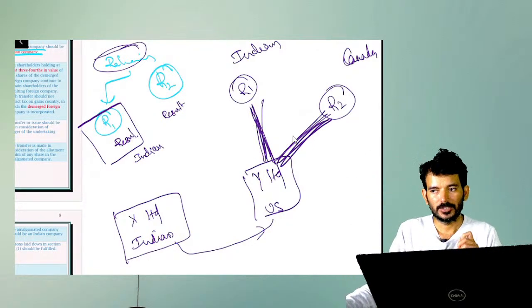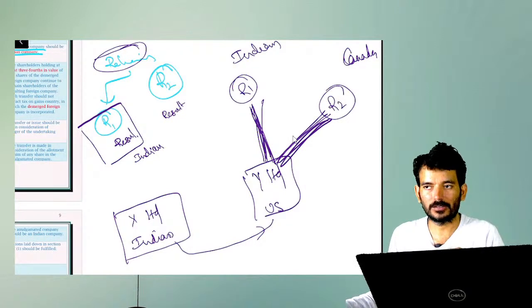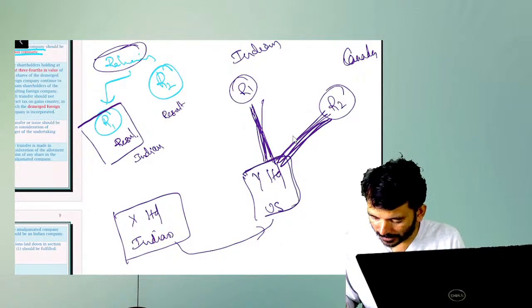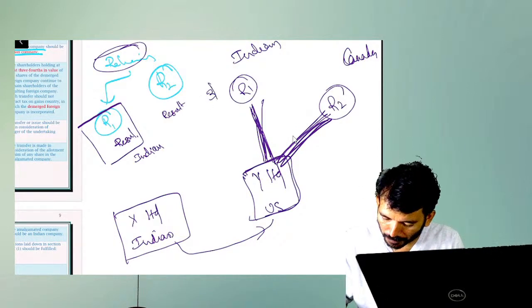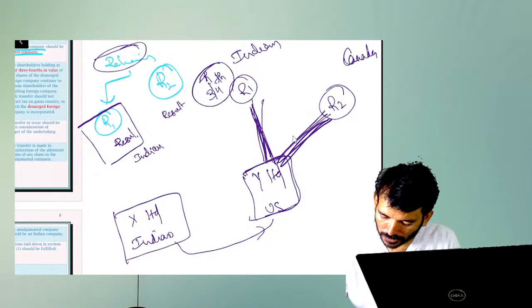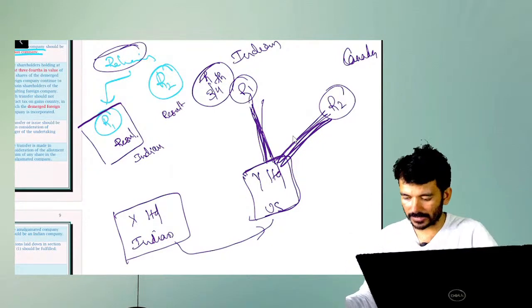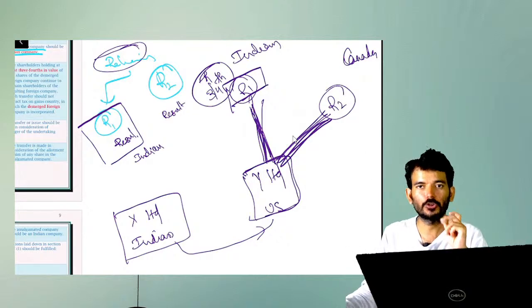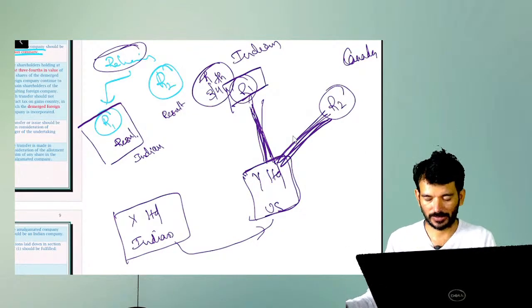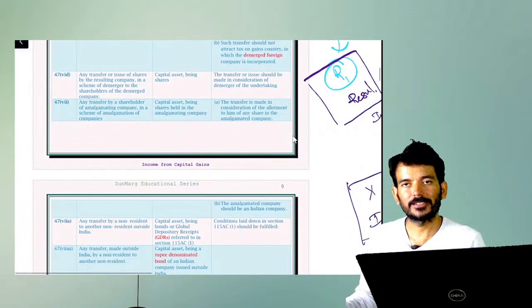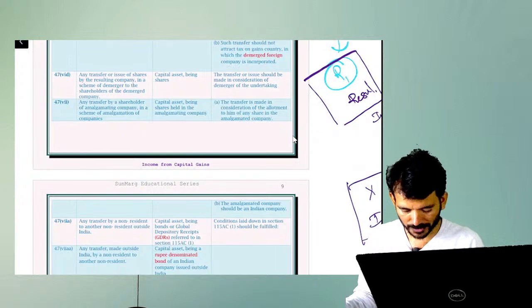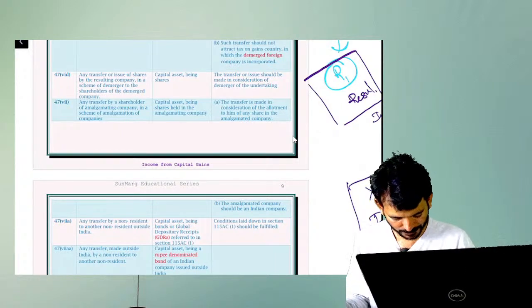So now the question is, do you call this a transfer, or is this not a transfer? The easiest way of saying is, from Y Limited, at least 3/4 of the people should continue to be the shareholders of the resulting company, plus the resulting company should be an Indian company. If these two conditions are cumulatively satisfied, then it's not a transfer. It's very rare that you expect examination questions on this, but just for our understanding and for future purposes, we need to understand these provisions.